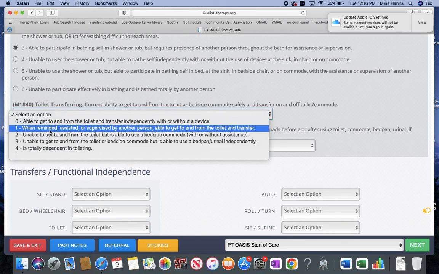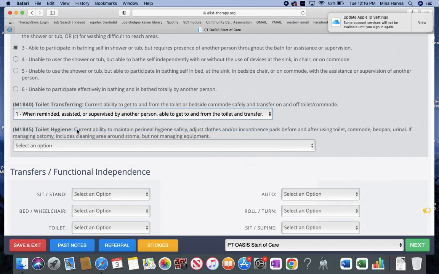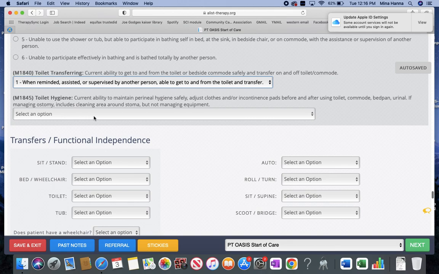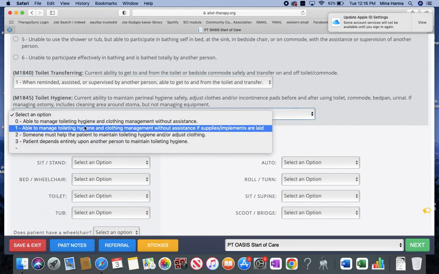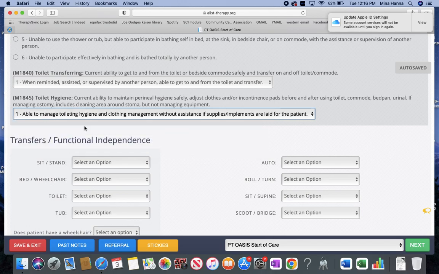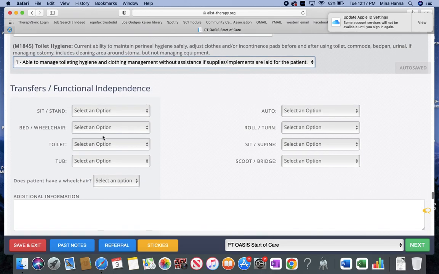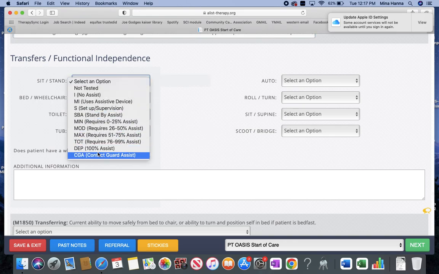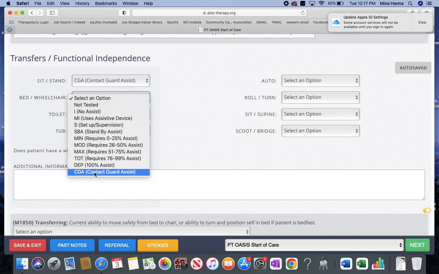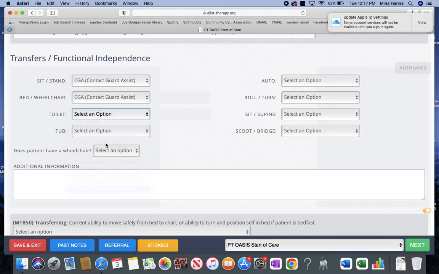Toilet transferring, they can do it when reminded, assisted, or supervised. Maybe somebody just has to be contact guard assist with them. Toilet hygiene, they're like, I can do fine as long as supplies are laid out for me. Like I can't go get the supplies, but as long as they're there, I can do everything I need to do. And this is your basic PT stuff, right? This is just what we all know how to do, which is just what is this person's situation, and you give them that. Maybe I didn't test the car.